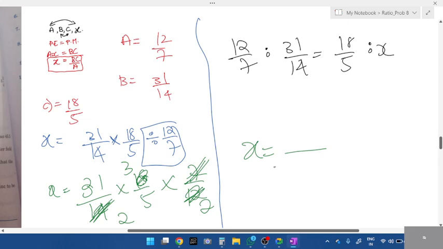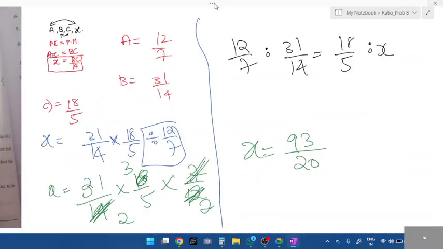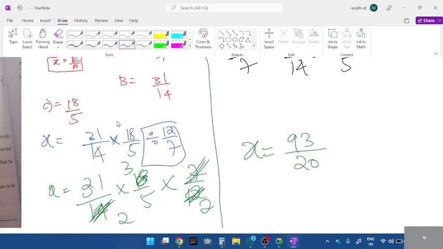Yeah, it is correct. What's the value, students? 93 divided by... yes, respond. 93 divided by 20, right? 20. This is the answer. Is it clear? 93 divided by 20. Let us check whether we are getting the same answer.